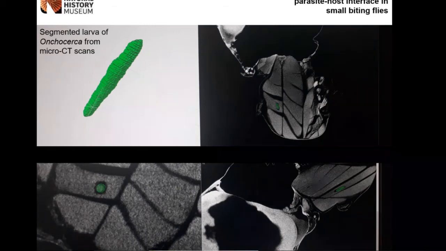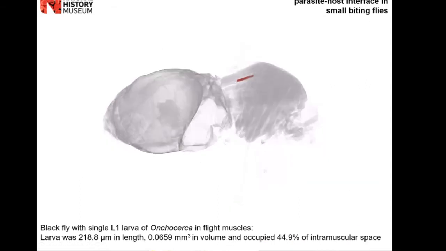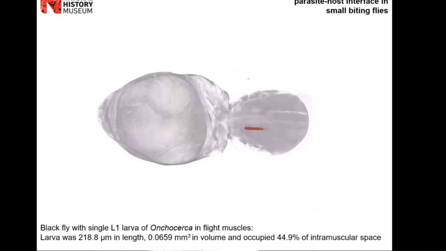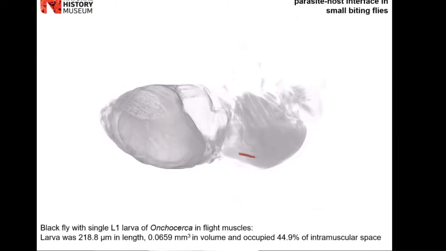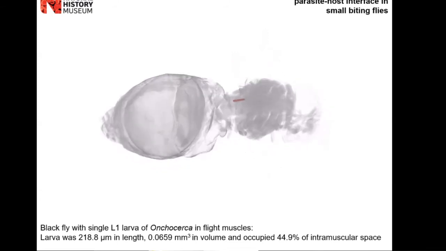This is a process called segmentation, and it's applied to our blackflies and sandflies. You can end up with images like this. You have this 2D image on the left-hand side. You can see the Onchocerca in that flight muscle, and then reconstructed in 3D here. What we've actually got is the Onchocerca larva in dark red, and the lighter red is the intramuscular space it occupies. And of course, you can then look at this in 3D and produce videos such as this one here. The parasite is really very clearly seen in the flight muscle there.